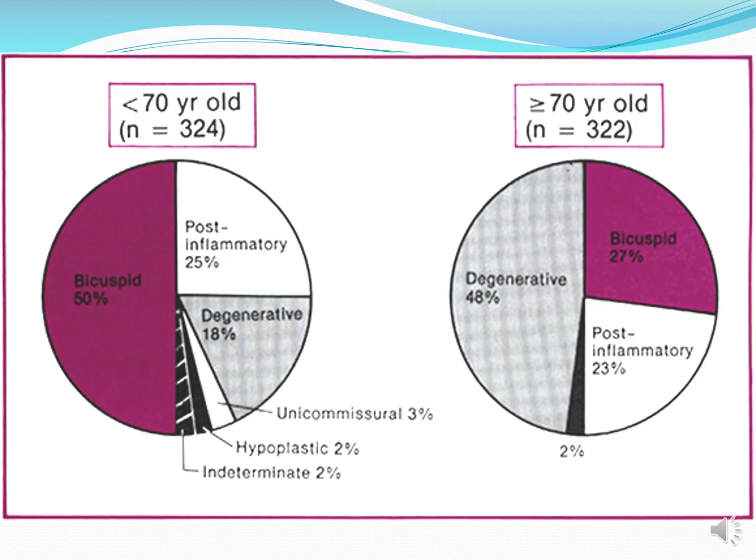And as we said, the incidence: if you look at people less than the age of 70, the majority are going to have a bicuspid aortic valve. And post-inflammatory, what we mean is rheumatic. Whereas if you look at the population above the age of 70, the majority are going to be the degenerative calcific aortic stenosis, less commonly the bicuspid, and the inflammatory will remain in the same range.